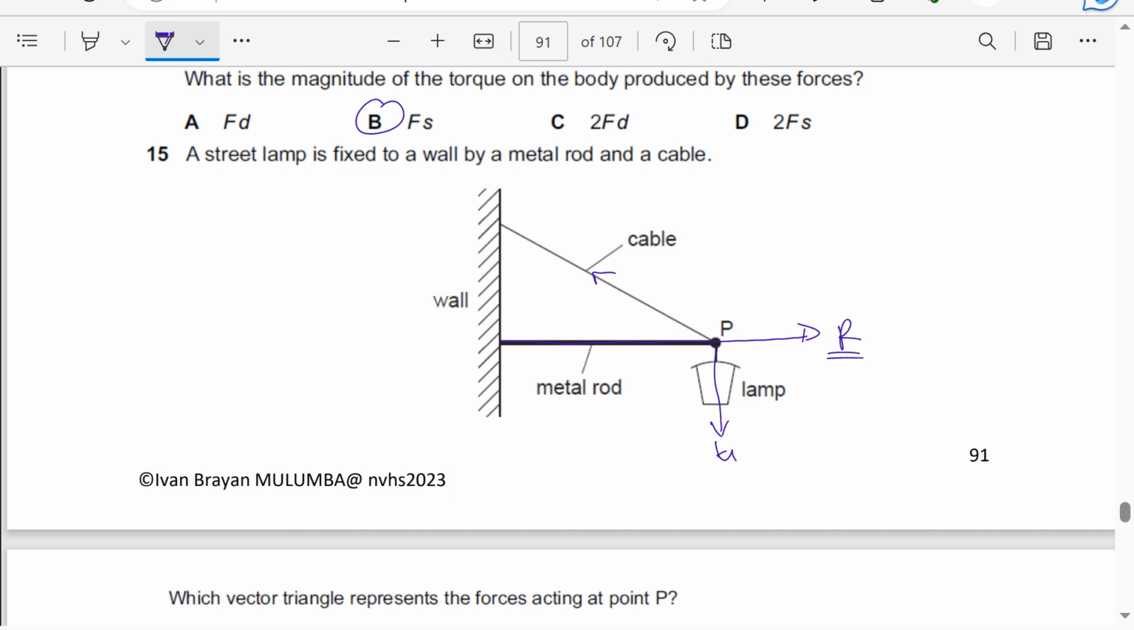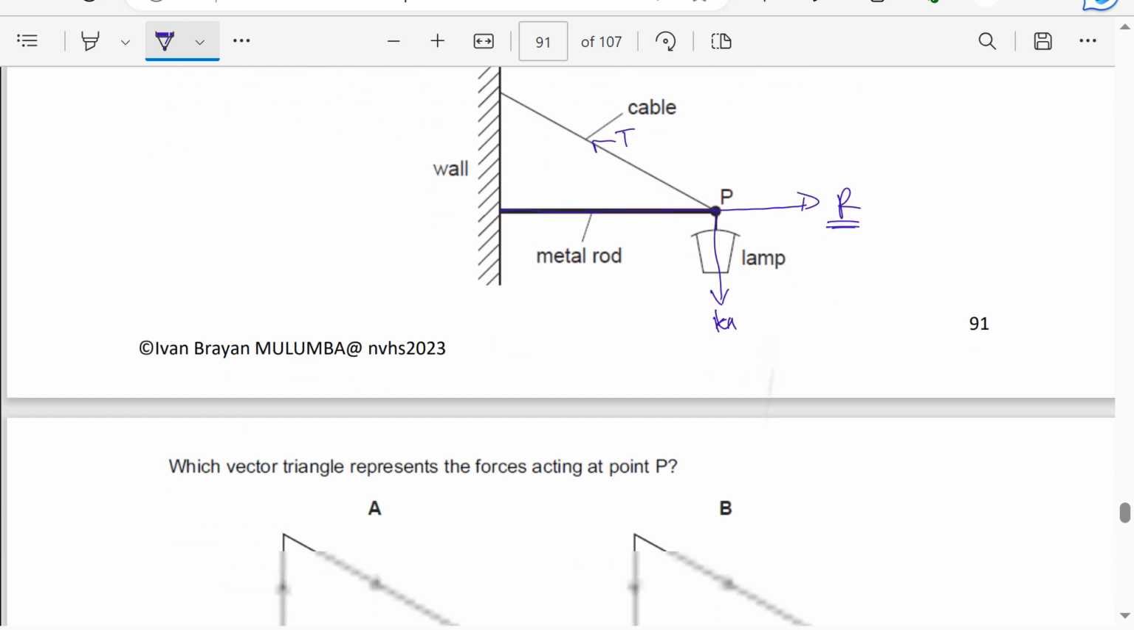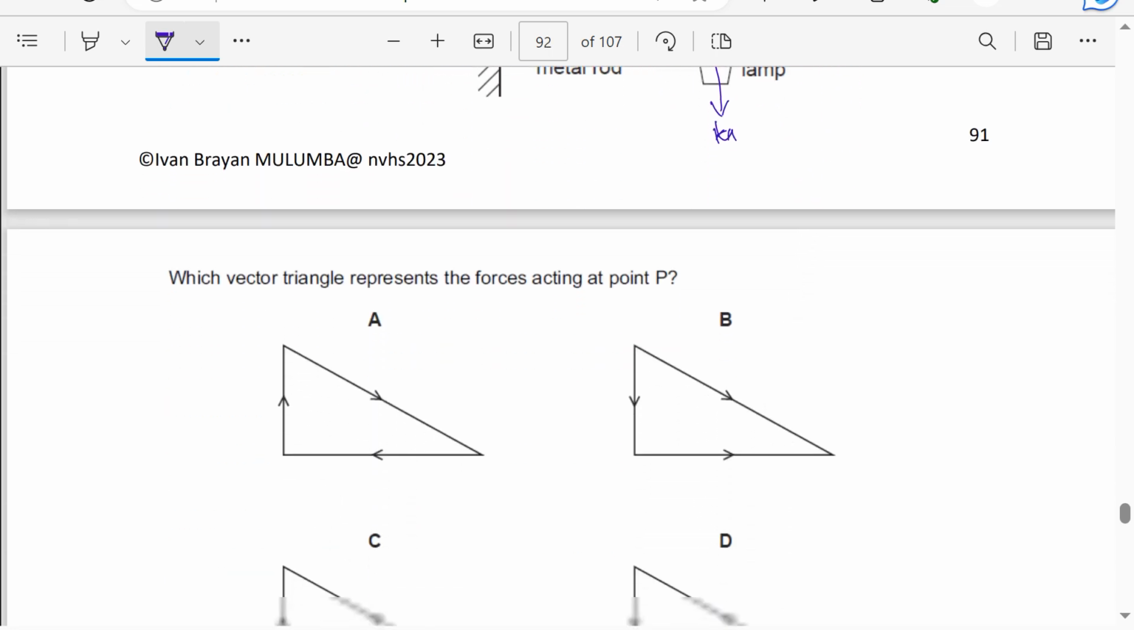So for the normal reaction, there should be a force in the horizontal pointing that direction, there should be a force in the vertical pointing downwards, and there should be tension in the cable. And these three should form a closed triangle. So let's first check by eliminating those which do not form a closed triangle. A is forming a closed triangle. B is automatically not correct because this is not a closed triangle. Remember, for equilibrium, we must have a closed triangle.